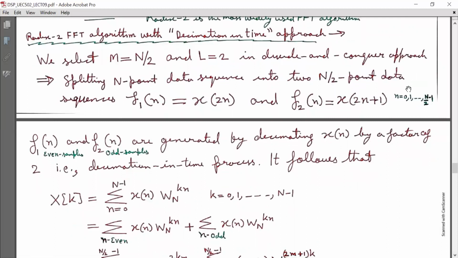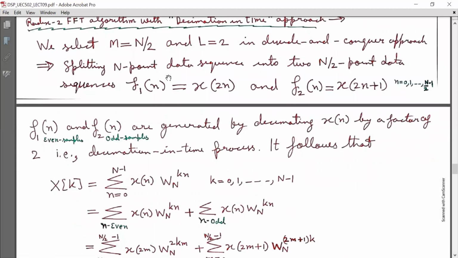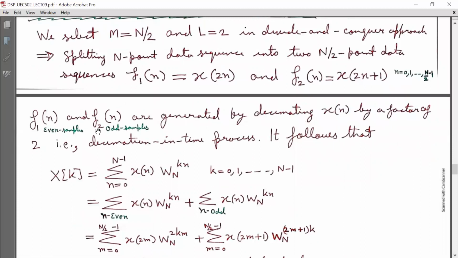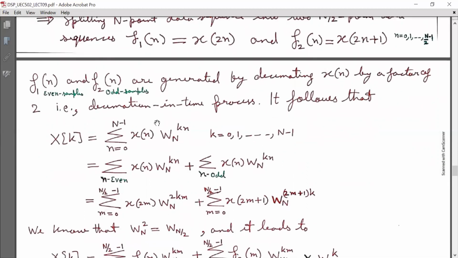Here in the divide and conquer approach, we select M is equal to N by 2 and L is equal to 2. Now splitting the N-point data sequence into two N by 2 point data sequences, that is f1(n) is equal to x(2n) and f2(n) is equal to x(2n plus 1), where n is running from 0 to N by 2 minus 1. Now f1(n) we consider even samples and f2(n) we consider odd samples. The even and odd number samples are generated by decimating x(n) by a factor of 2. That is the decimation in time process.